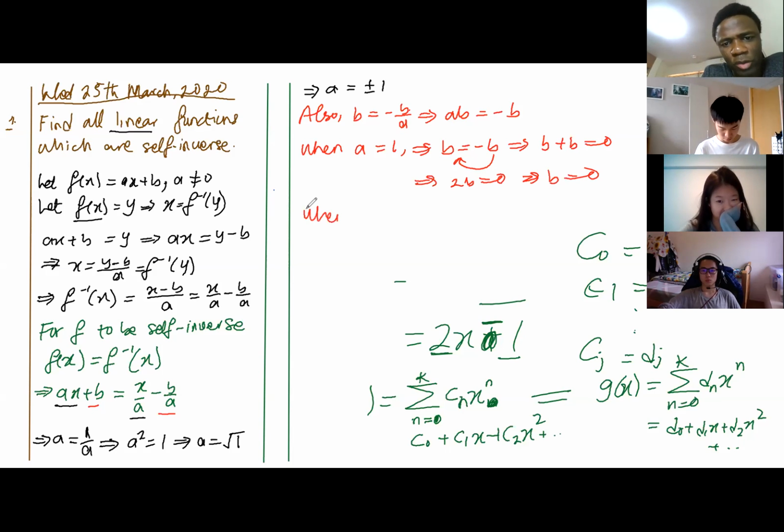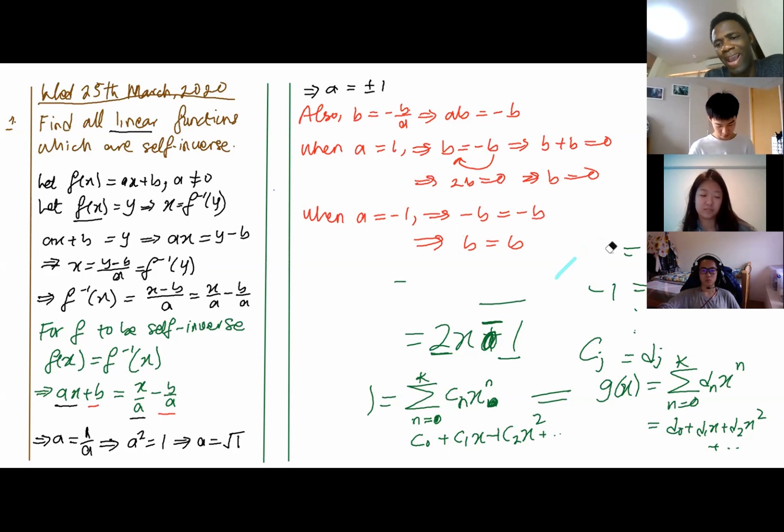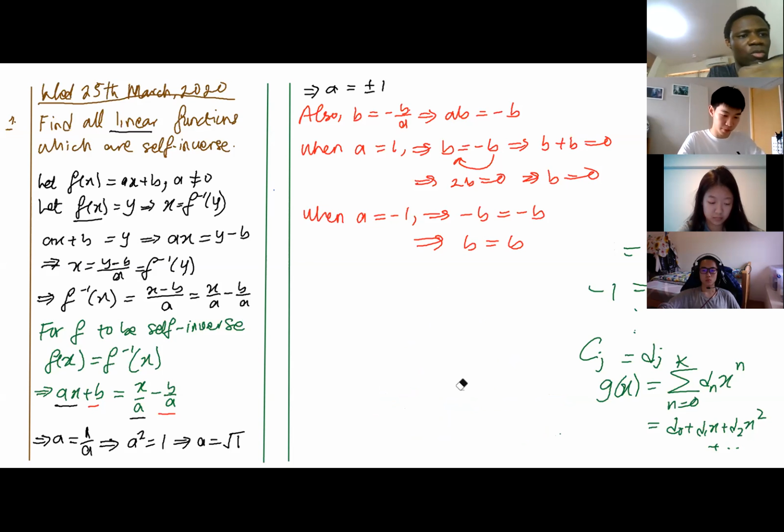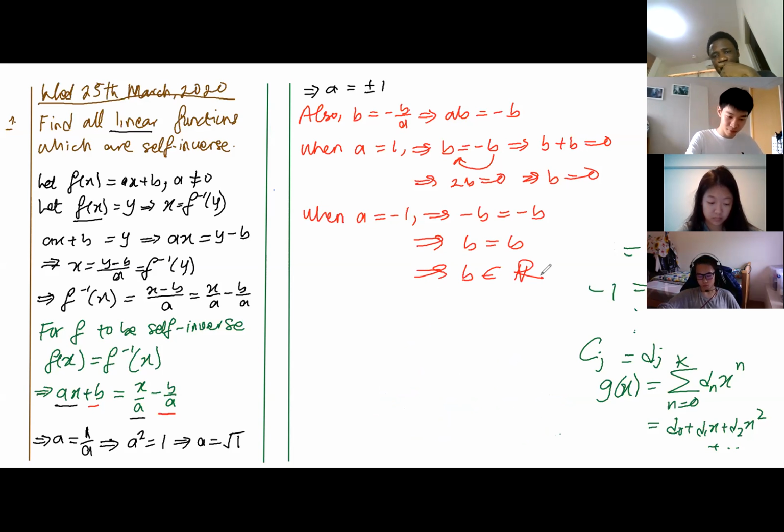Now there are two values for a. When a equals -1, it implies what? Negative b equals negative b. If negative b equals negative b, it implies b is equal to b, which means b can take any value. So this implies b is any real number, including 0, of course. So you could see the options. We can have a is 1 and b is equal to 0. You can have a is -1 and b is anything.